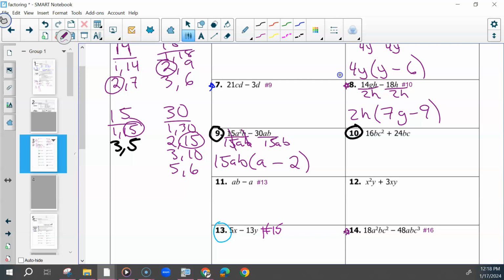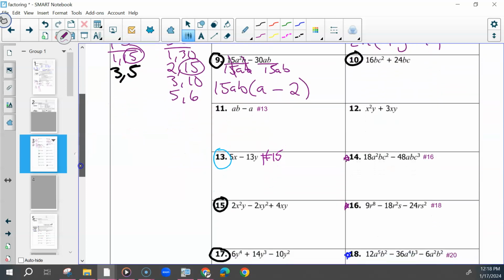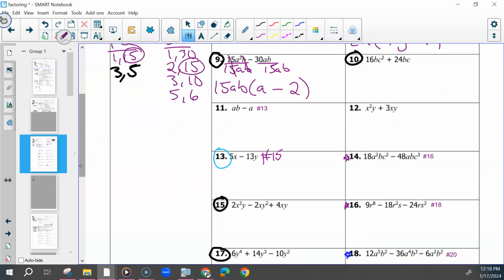Okay. Now let's do some with just variables. So number 11. We don't have any number coefficients except for 1, but we wouldn't put that. What else do they have in common? For number 11? A. So I could divide these both by A. What would be left? B minus 1. So even if you divide it out or cancel them out, there's still going to be a 1 there. Questions on that one?